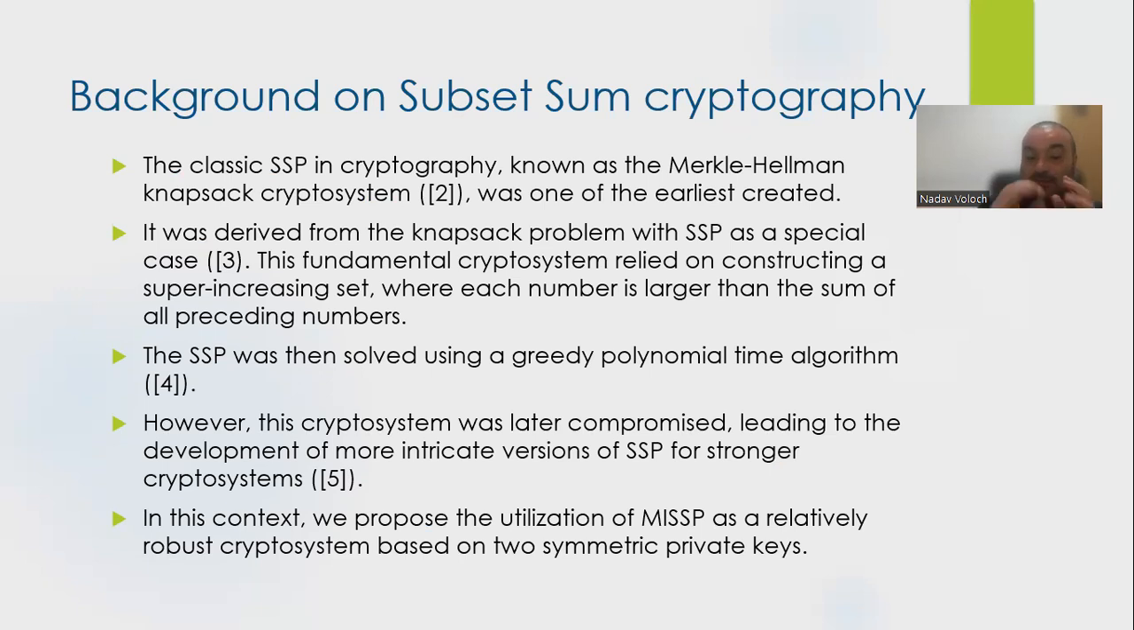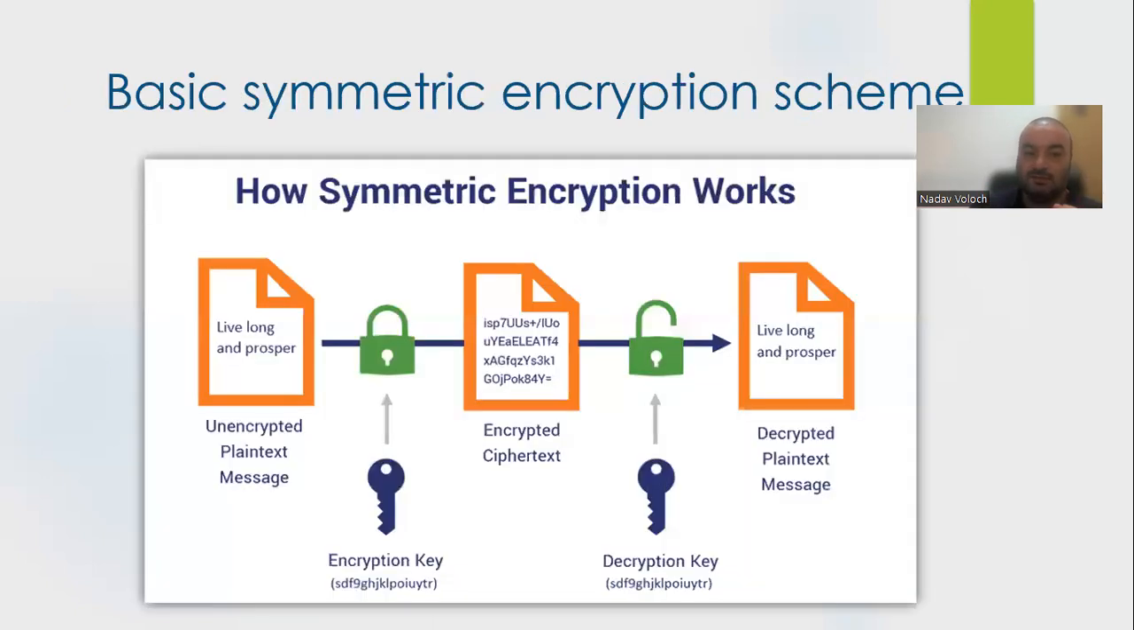But this specific cryptosystem was later compromised, and then more intricate versions of the subset sum problem were developed to get stronger cryptosystems, that we can see in 5. And so in this context, we propose here a utilization of the MISSP as a relatively robust cryptosystem with private keys that we'll see in a second.